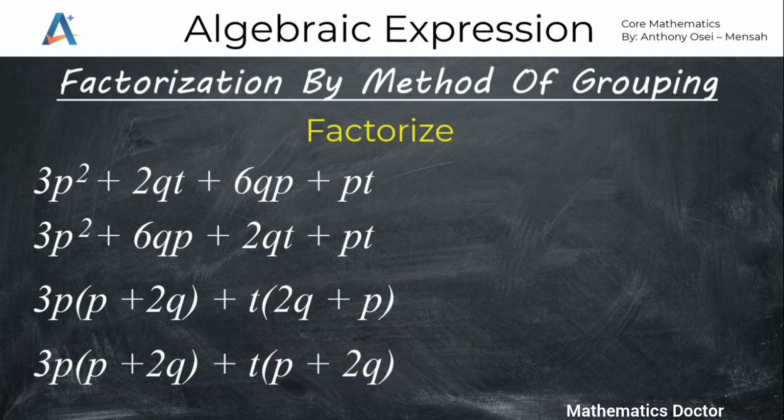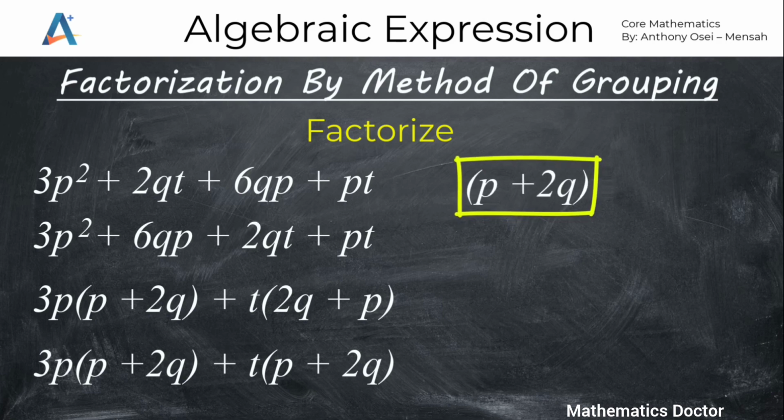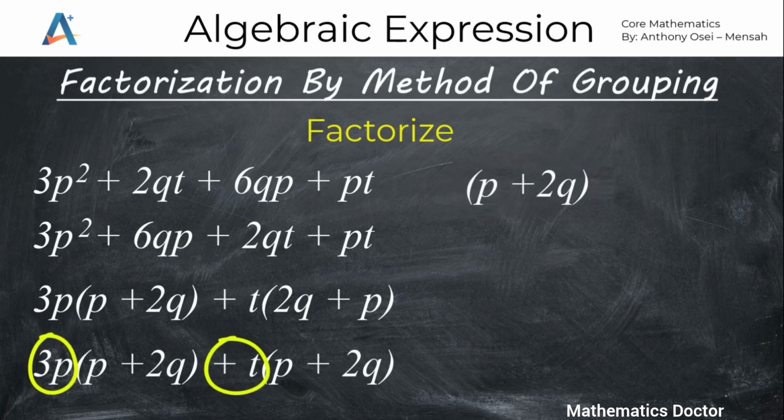Then we realize that those in the bracket are the same, so we draw two different brackets. In effect, we keep those in the bracket in one bracket. That is to say, factorize it out. p plus 2q in one bracket. And those outside the bracket, which is 3p plus t, also in one bracket. So becoming 3p plus t. And this becomes our final answer.